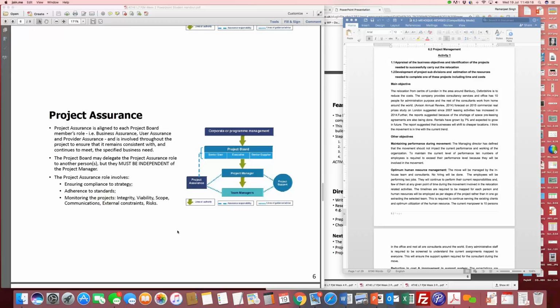So those are the things which the project assurance team does to ensure external monitoring as far as the working within the project management is concerned. And last but not the least, there are lots of roles, but just focusing on three, they also look at ensuring that the integrity, viability, scope and communications are all adhered to.